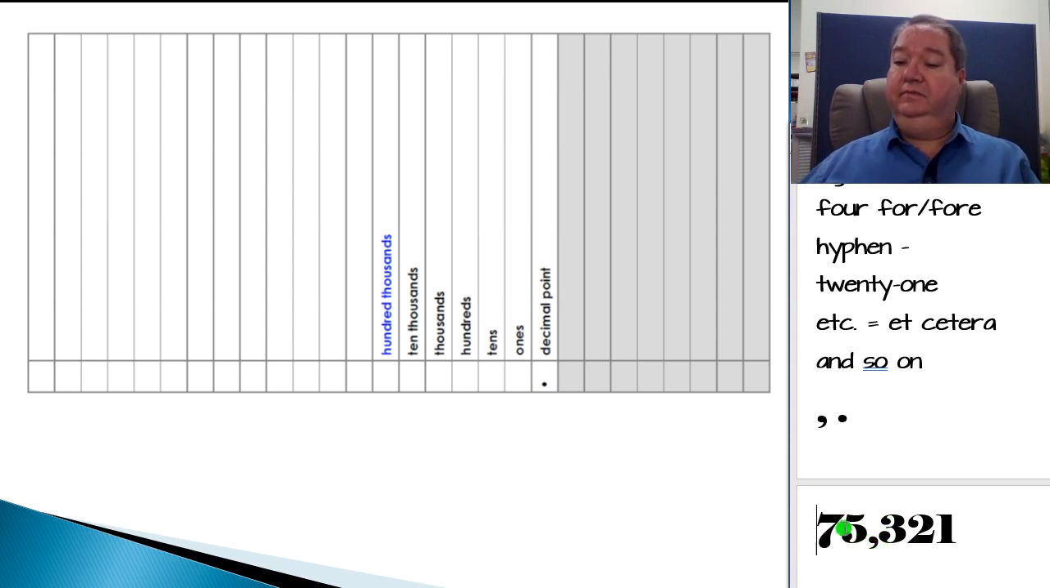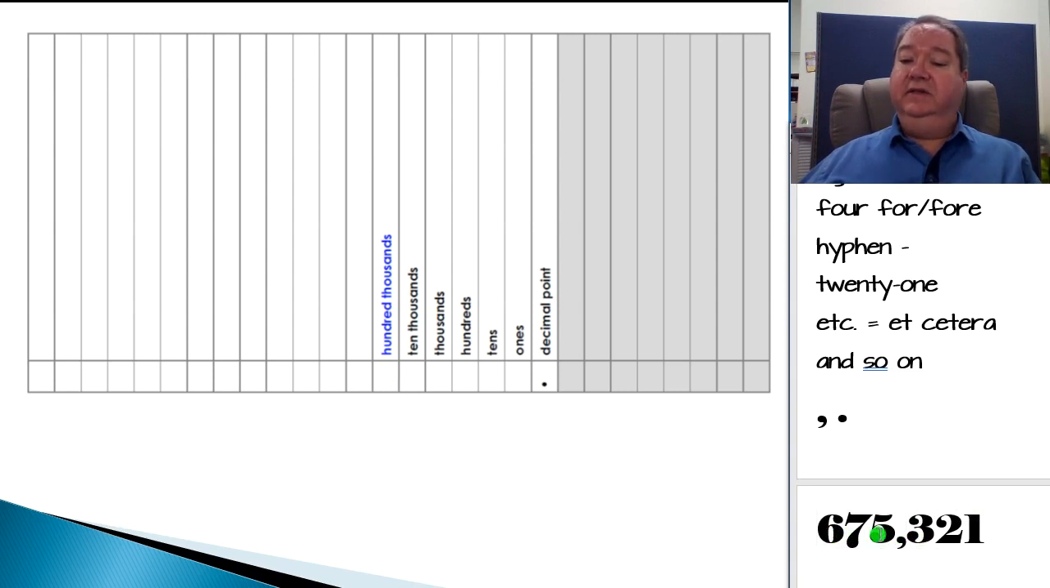75,321. 675. Read this as one group of 3 numbers. 675,000, 321.